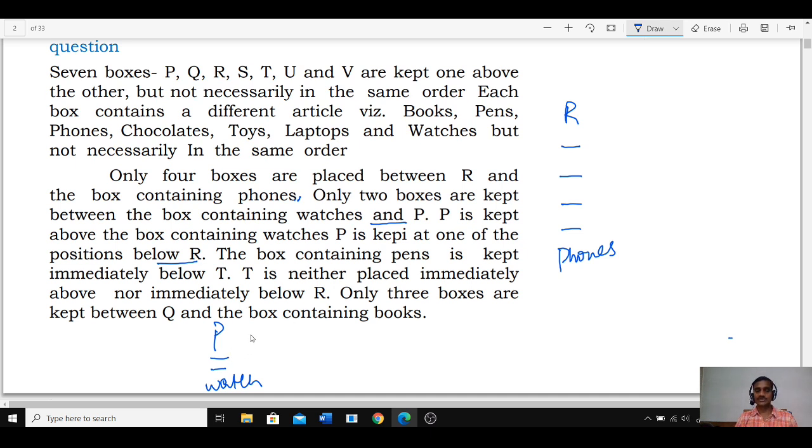And P and watches. There are already 6 boxes here. If P is here, it becomes 7. If P is here, watches can be here. If P is here, watches can be here, and so on. We have different possibilities.